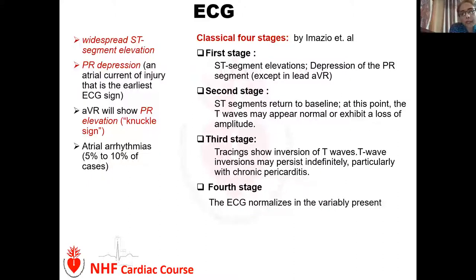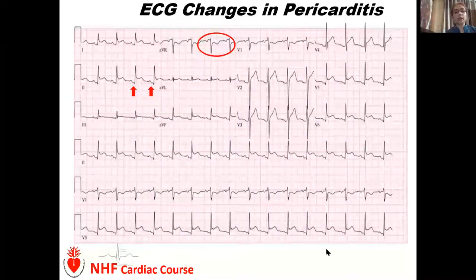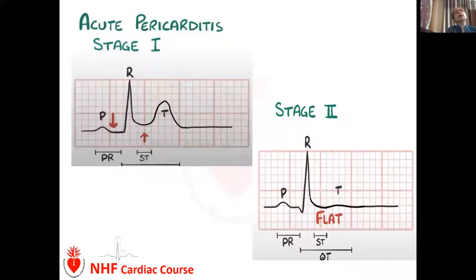All leads will show PR depression except lead aVR, which will show PR segment elevation, which is also known as the knuckle sign. Here you can see widespread ST elevation with PR segment elevation in lead aVR, others with PR segment depression. And there are four ECG changes which constitute the ECG changes in pericarditis in stage one. There will be PR segment depression, which is the earliest sign, and ST segment elevation.